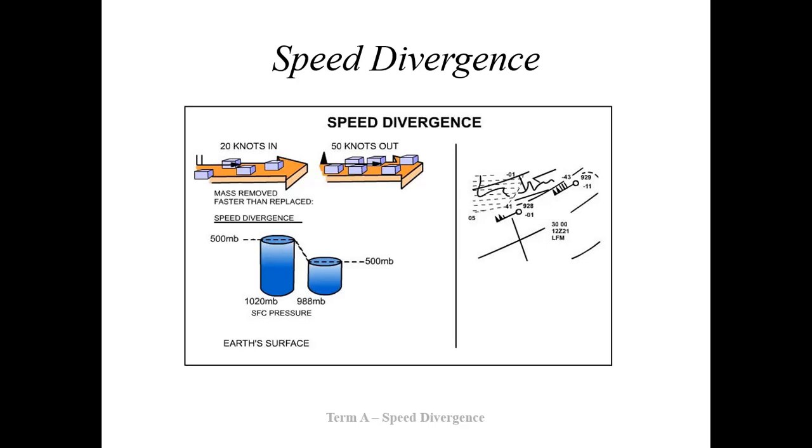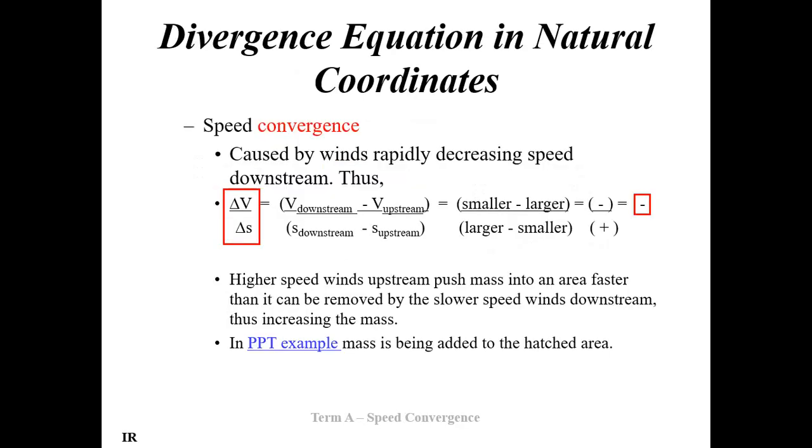And then I go to the bottom left, I have 105 knots. So 130 knots is blowing downstream away from the area, and only 105 knots is coming in to replace it. That's an example on an atmospheric chart of speed divergence. Now, speed convergence, on the other hand, is caused by winds rapidly decreasing speed downstream. You have higher speed winds upstream pushing mass into an area faster than that mass can be removed by the slower speed winds downstream, and that's going to increase the mass.